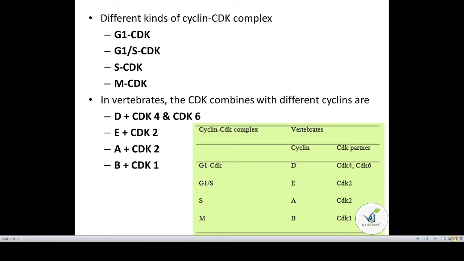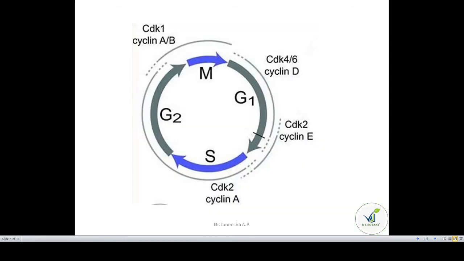In vertebrates, the CDK combines with the different cyclins: cyclin D combines with CDK4 as well as CDK6, cyclin E combines with CDK2, cyclin A combines with CDK2, and cyclin B combines with CDK1. And this is the diagrammatic representation where the Cyclin-CDK complex starts its action and the extent of its action.